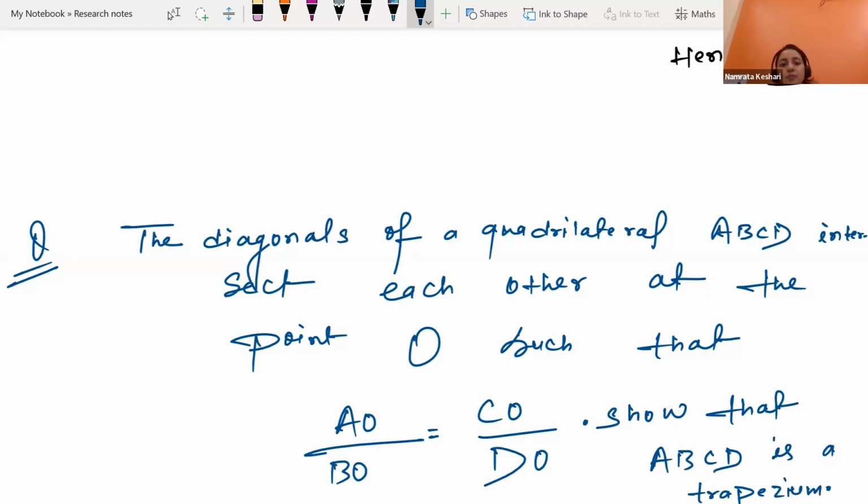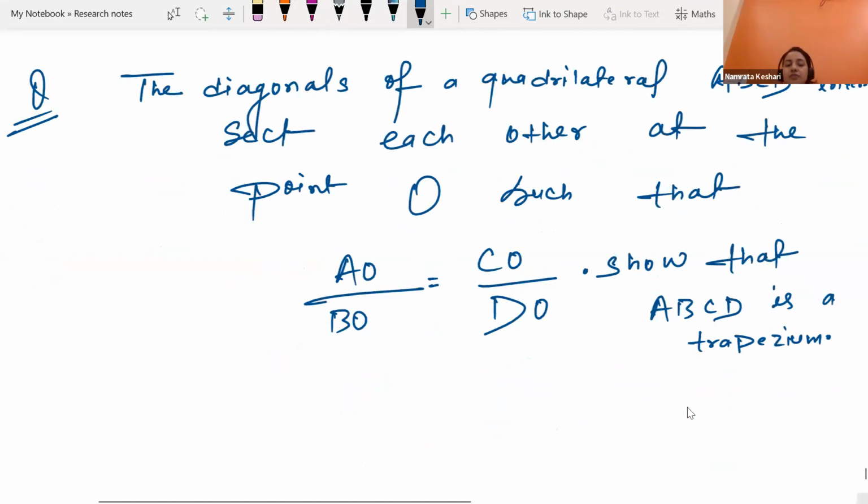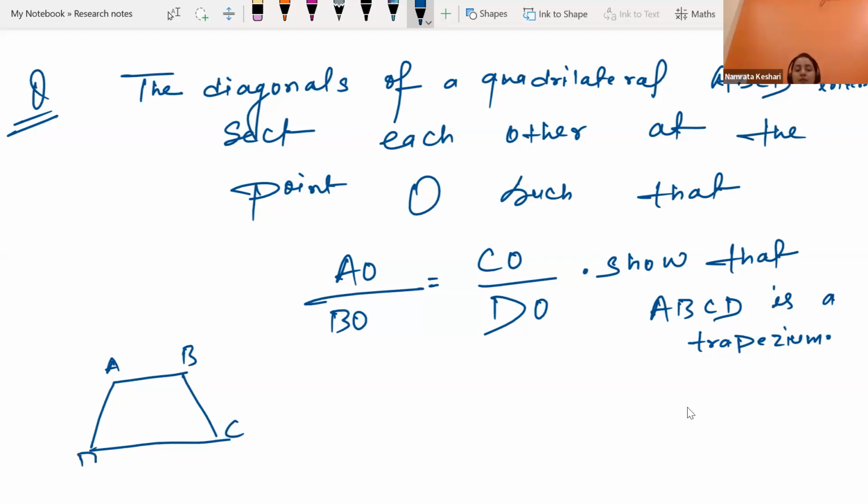We have to show that ABCD is a trapezium. Again, the figure is not given. It is just the converse of the previous theorem. Here it says that we have a quadrilateral ABCD. We don't know the specific name of this quadrilateral. It's just a quadrilateral. A four-sided polygon is called a quadrilateral. The diagonals intersect each other at a point O.